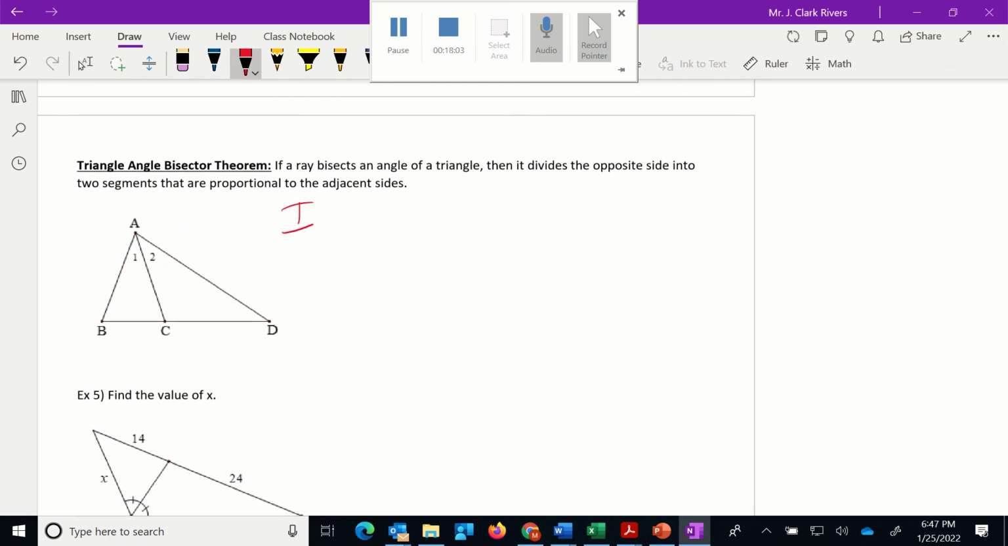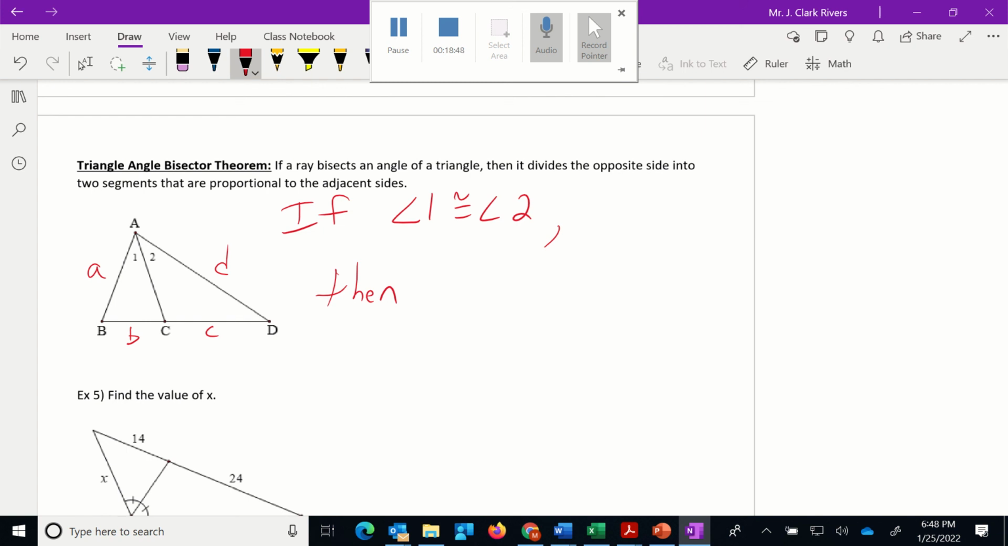So if we say if angle 1 is congruent to angle 2, that means the angle at vertex A has been bisected. Angle BAD in this case. So if angle 1 is congruent to angle 2, then we're able to conclude that left over right equals left over right. So by that I mean, let me put some letters in here to help us out. Let's call this A, B, C, and D, right? So A is the length of AB, B is the length of BC, C is the length of CD, and D is the length of AD, all lowercase, right, to distinguish them from the vertices.